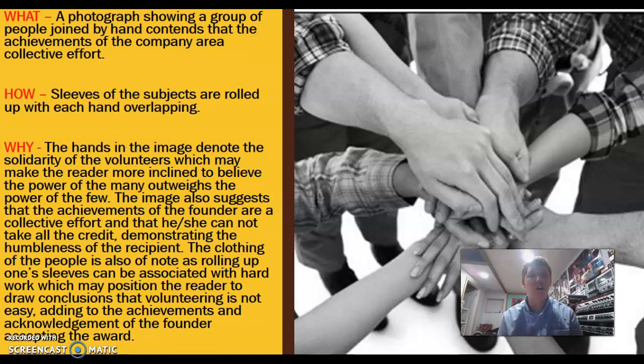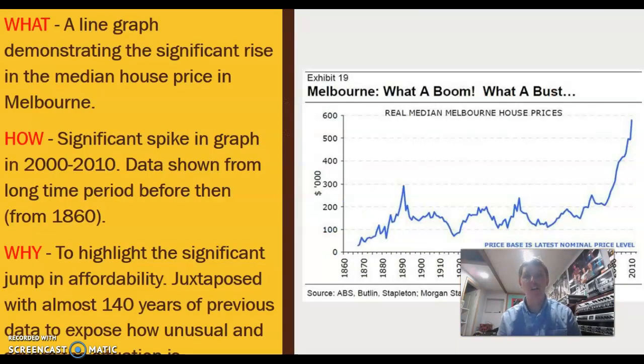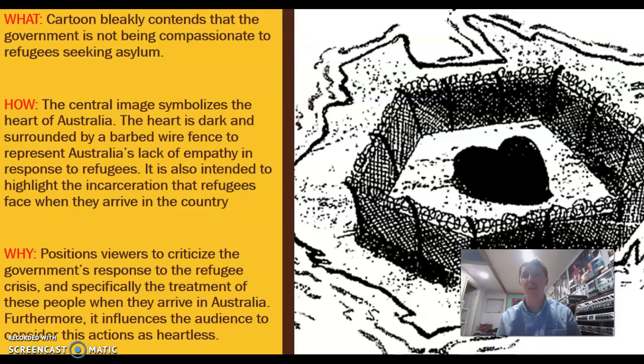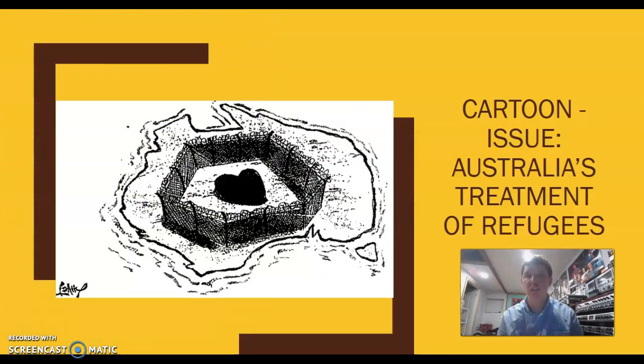Now guys, I've gone through a cartoon and I've gone through a photograph. In the remaining PowerPoint that you'll find on our Google site, there are infographics, and I've had a look and I've interpreted them. There's more cartoons. Please go through it, have a look, and then the activities you'll find on the Google site. Have a go at writing your own interpretation of an image. So a what, how, why response. That's linking it to a supporting argument.